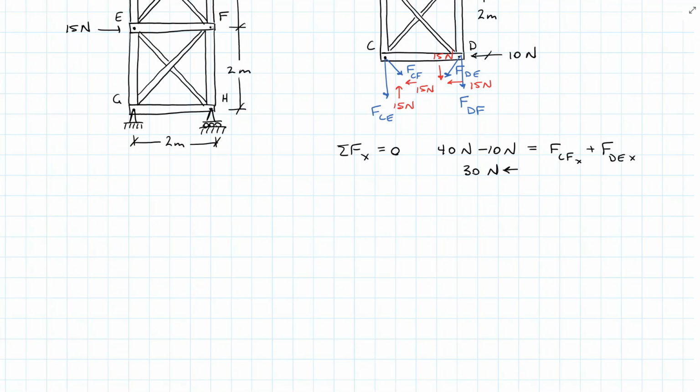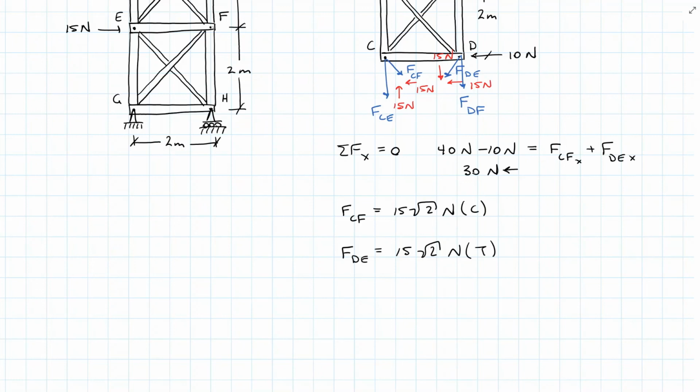So that means that force CF is equal to 15 square roots of 2 newtons in compression, and force DE is equal to 15 square roots of 2 newtons in tension. Again, it can handle both because they are not slender members and can handle tension and compression.